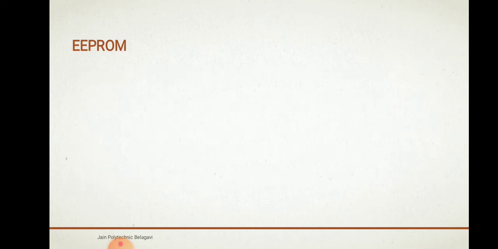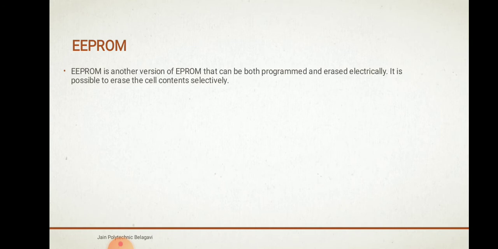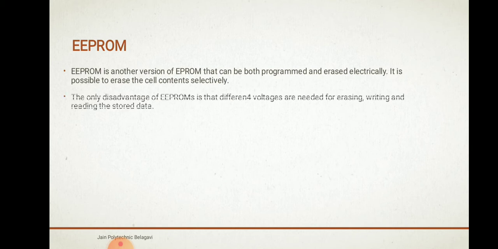Now the next device is EEPROM. EEPROM is another version of EPROM, electrically erasable programmable read-only memory, which can be programmed and erased electrically. So in EPROM the erasing was done by the user, but here it can be programmed and erased electrically. That is, it's possible to erase the cell contents selectively. So selecting a cell and erasing its contents can be done using EEPROM. The only disadvantage of EEPROM is that different voltages are needed for erasing, writing and reading the stored data.